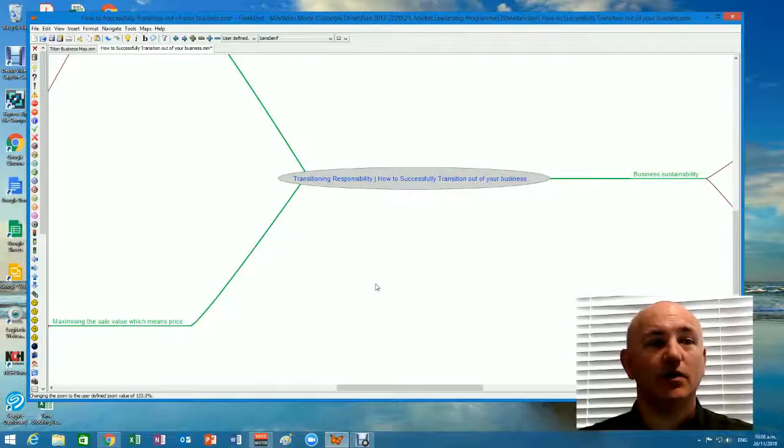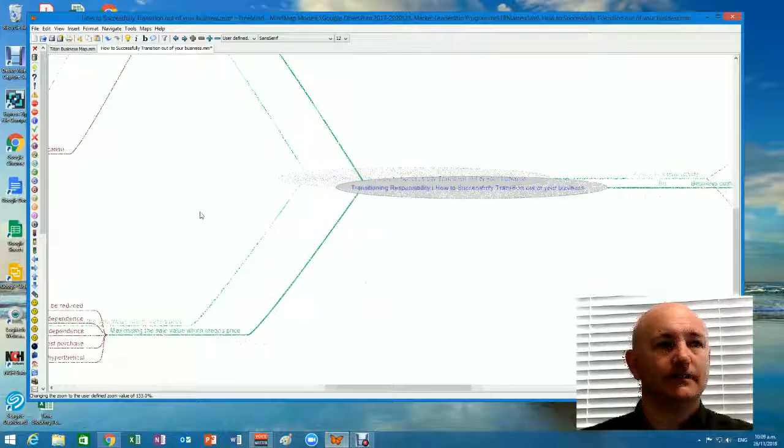In this training, we're going to go through in a lot more detail some of the components required to successfully transition responsibility across and exit your business. Okay, so here we have a mind map which goes into a bit more detail that we'll be going into in terms of the modules in the Transitioning Responsibility Masterclass 10-week course.